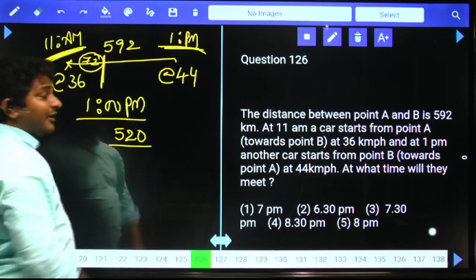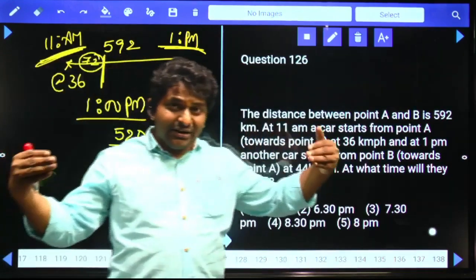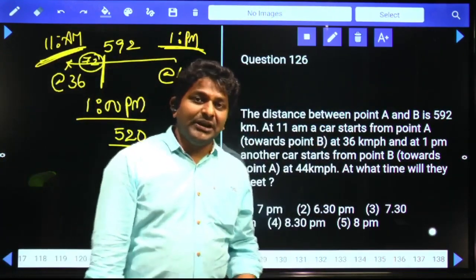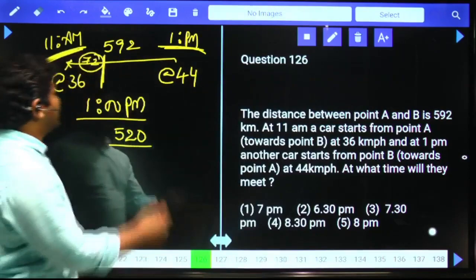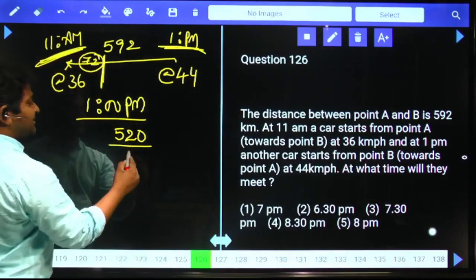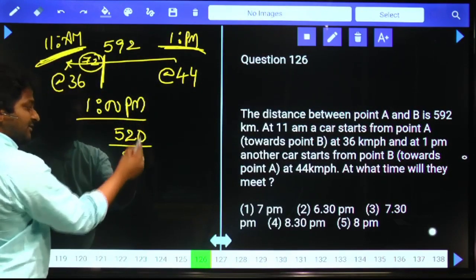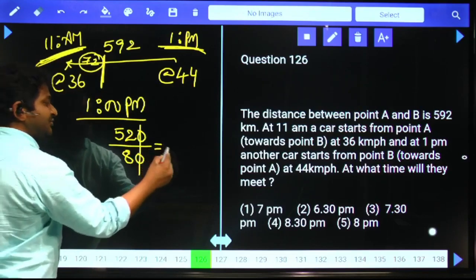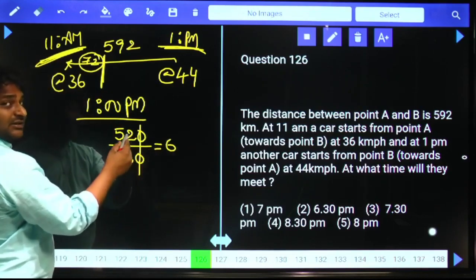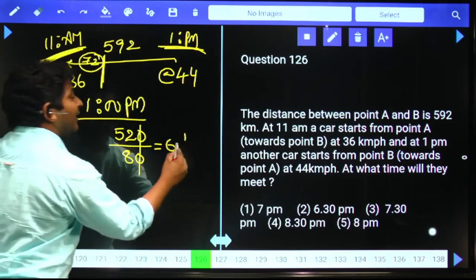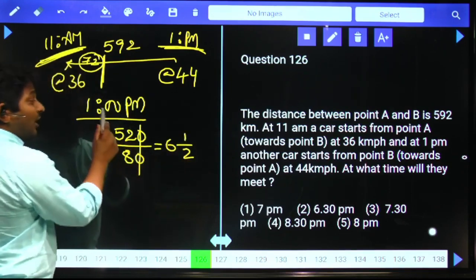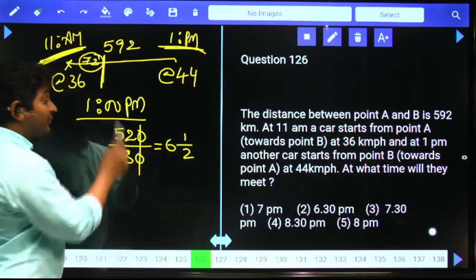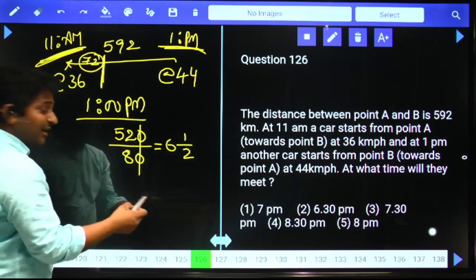And now to cover 520 kilometers, both the trains travel opposite to each other. Relative speed becomes S1 plus S2. 36 plus 44, that is equal to 80. 0, 0 gets cancelled. 52 by 8, that is 6 and then 4 we have, half we have. From what time it takes 6.5 hours? From 1 o'clock it takes 6.5 hours.